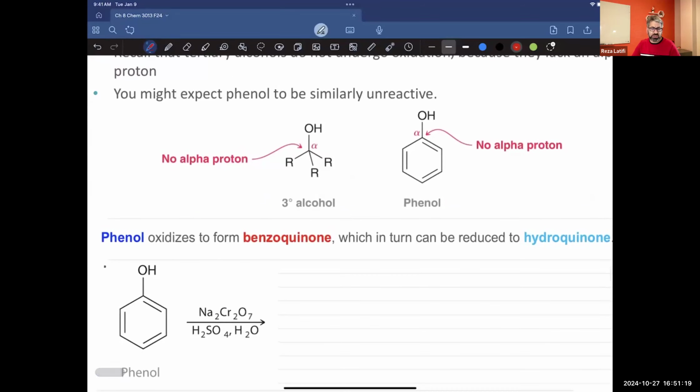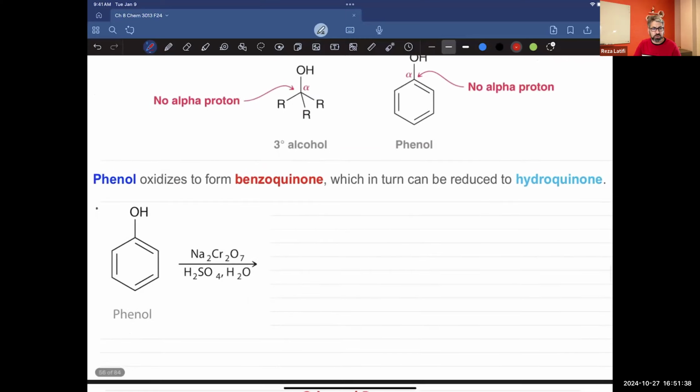And so we said for oxidation, we need to have an alpha carbon, with alpha hydrogen attached to the alpha carbon. And that was the reason the tertiary alcohol will not go through oxidation reactions. So phenyl also does not have alpha hydrogen. But if you expose phenyl to a strong oxidizing agent, we can get this type of product. We get a double bond here, a double bond there, and we will have those two carbons. This compound we call benzoquinone.